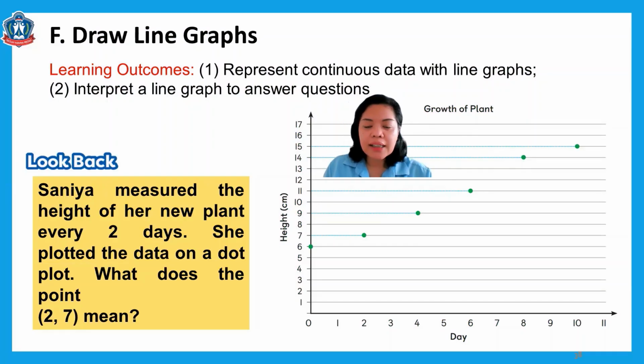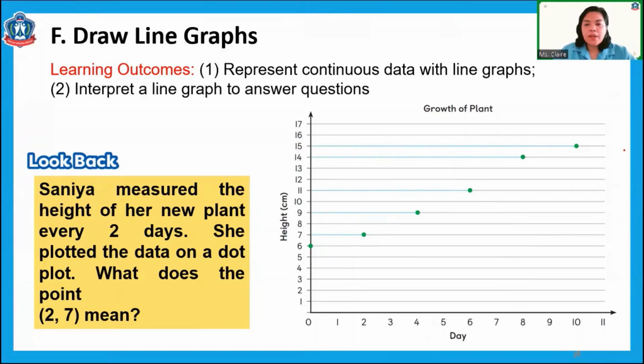Okay, let's discuss this one by one. Stay tuned, children. Okay, children, so what does the point 27 mean? This one. Okay, 27 means 2, day 2. 7 means the height of the plant. So on day 2, the height is already 7 centimeters.